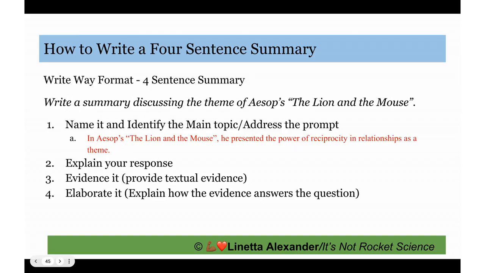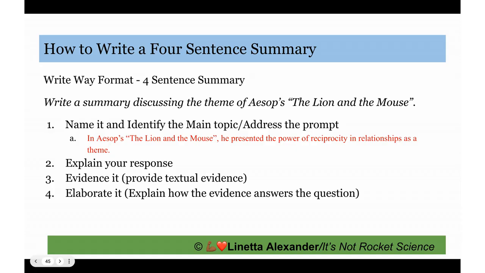So if you were to read Aesop's The Lion and the Mouse, and let's say I'm your teacher and I said, okay, since you've read The Lion and the Mouse, write a summary discussing the theme of Aesop's The Lion and the Mouse. First, you got to figure out what's the theme, and then you name it and identify it. In Aesop's The Lion and the Mouse, I'm naming it. He presented the power of reciprocity in relationships as a theme.